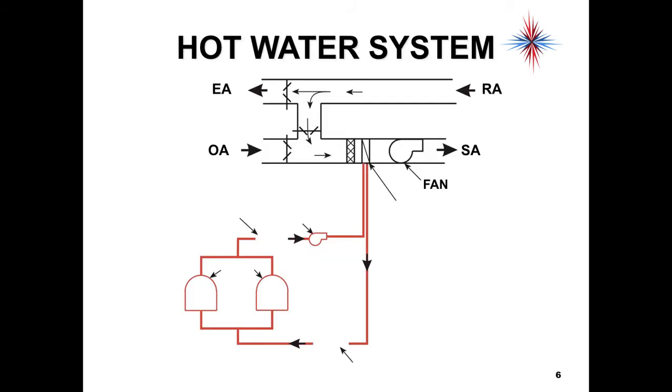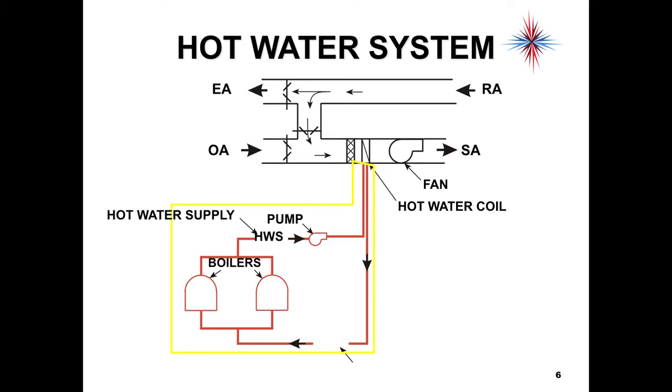A hot water system is basically the same thing. You have a system that is sending hot water to a coil. I really don't care what is controlling that system or what is generating the hot water. In this case, we have two boilers. So we have a hot water coil, boilers, a pump, our hot water supply, and a hot water return.